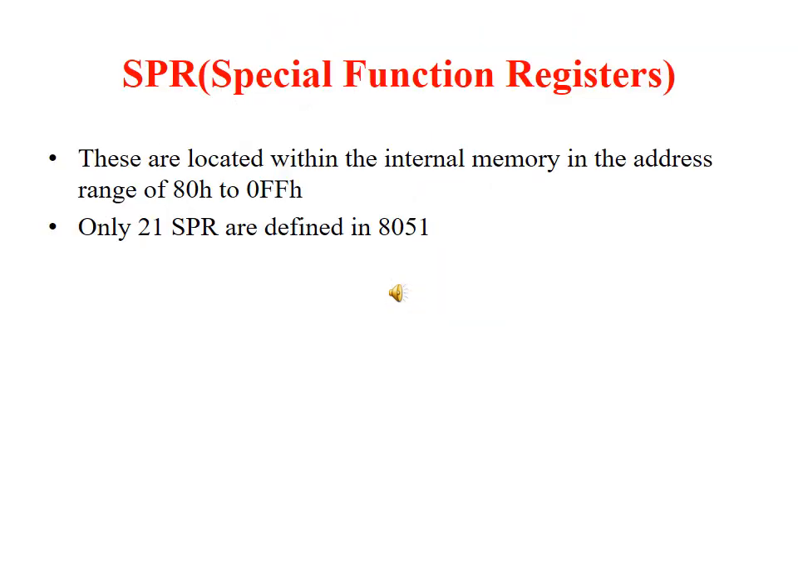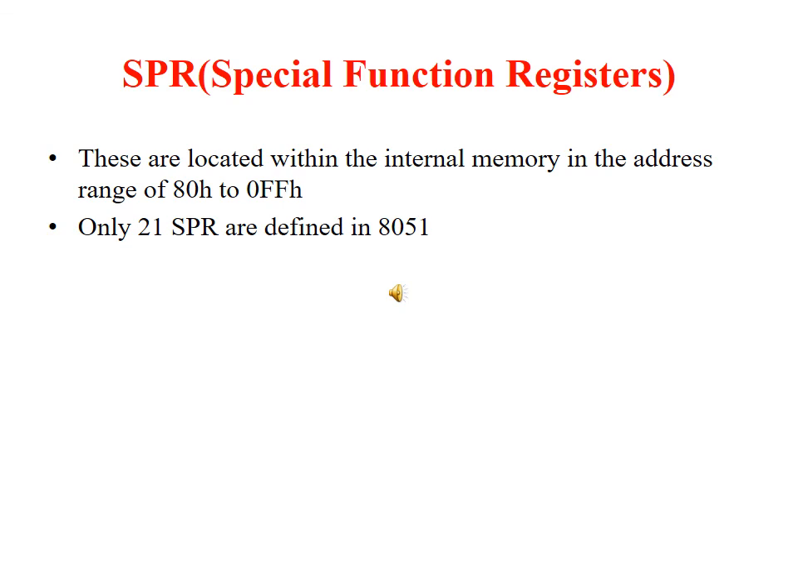So next is the SFR. SFR stands for Special Function Register. A total of 128 bytes of memory will be located within the internal memory, whose addresses range from 80H to FFH. So this area is reserved for storing the special function registers, a total of 128 bytes. Not all the locations within this range are defined, only 21 special function registers are defined in the case of the 8051 microcontroller. The CPU and other peripheral modules will make use of these special function registers for controlling the desired operation.